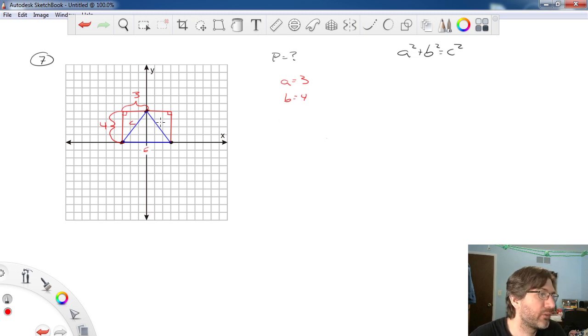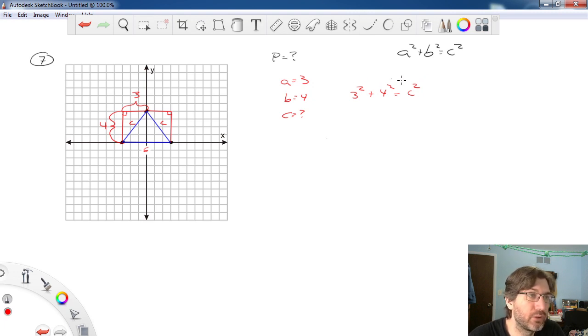Now keep in mind this here is the equivalent of C because it is the same triangle. So I really only have to do this once because I noticed that they are the same. However, if they are not the same, you'll have to do it a couple times. But over here we have 3, C we don't know, 3 squared plus 4 squared equals C squared. And you can solve using the Pythagorean theorem.